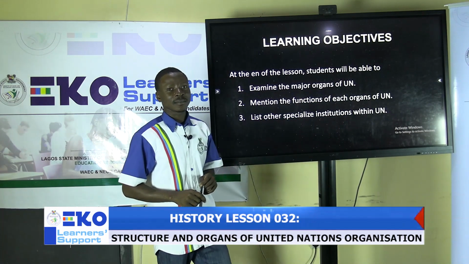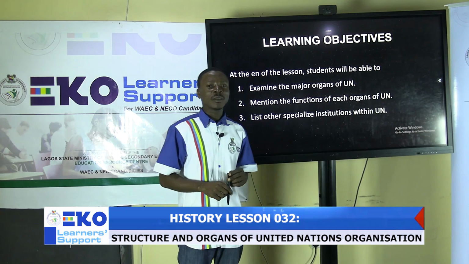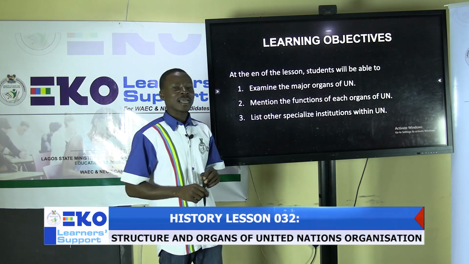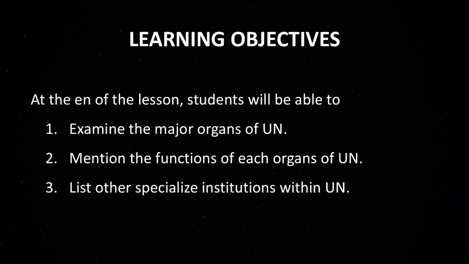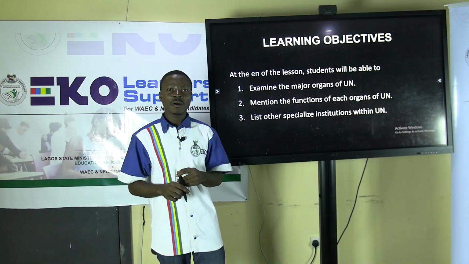At the end of the lesson, it is expected to achieve the following learning objectives. Students will be able to examine the organs of the United Nations and how the organization is structured to perform its duty. They will be able to mention the functions of each organ of the United Nations, and also list other specialized agencies of the institution that are given specific functions to carry out on behalf of the organization.